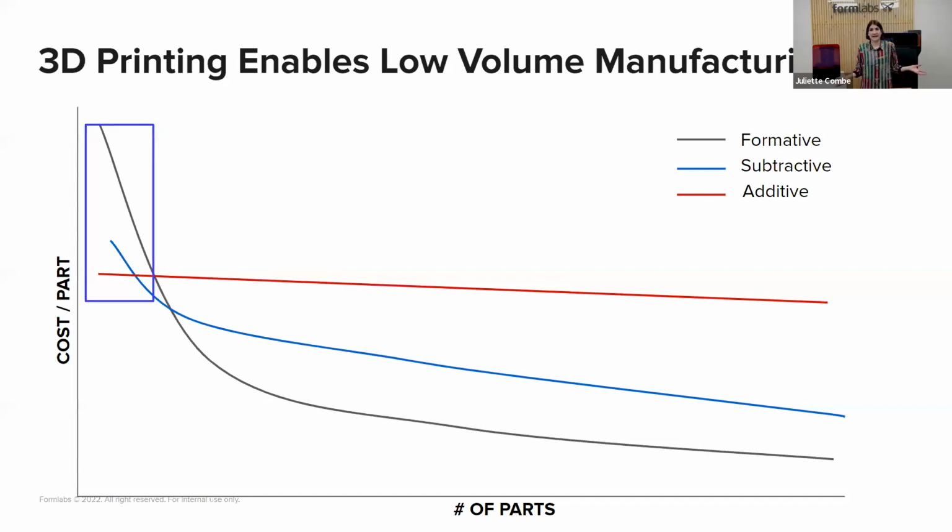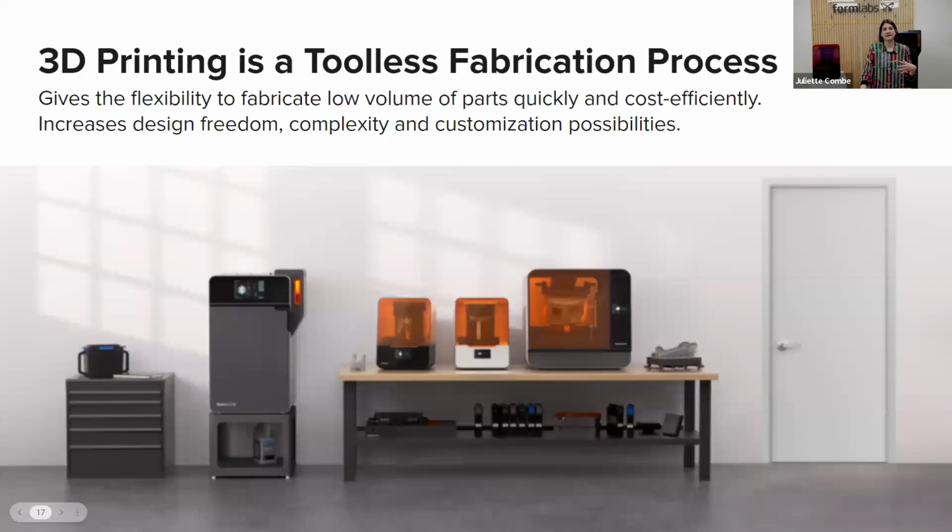This is where 3D printing enters. We see that most traditional manufacturing, subtractive and formative methods, are not so cost effective for low volumes of parts. You can see on this graph the cost per part versus the number of parts. And this is where additive manufacturing becomes interesting because it really enables the production of low quantities of parts. So that's the high level benefit of 3D printing, producing low volumes of parts in any kind of way.